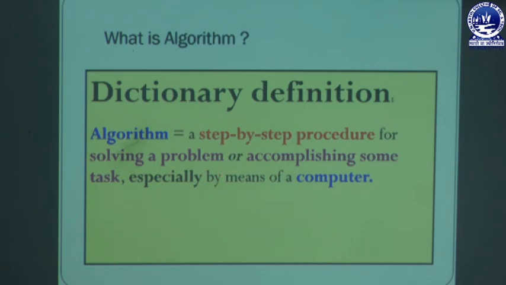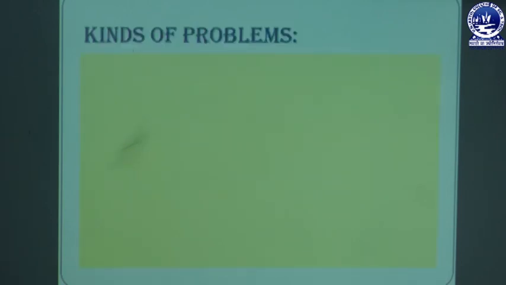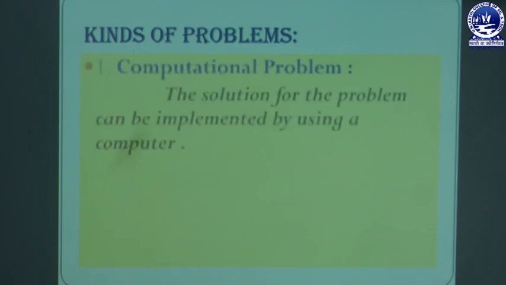So let's see what kinds of problems we have. We have two types of problem. The first one is the computational problem. So what does computational problem mean? The solution for the problem can be implemented by using a computer. So what actually does this mean?